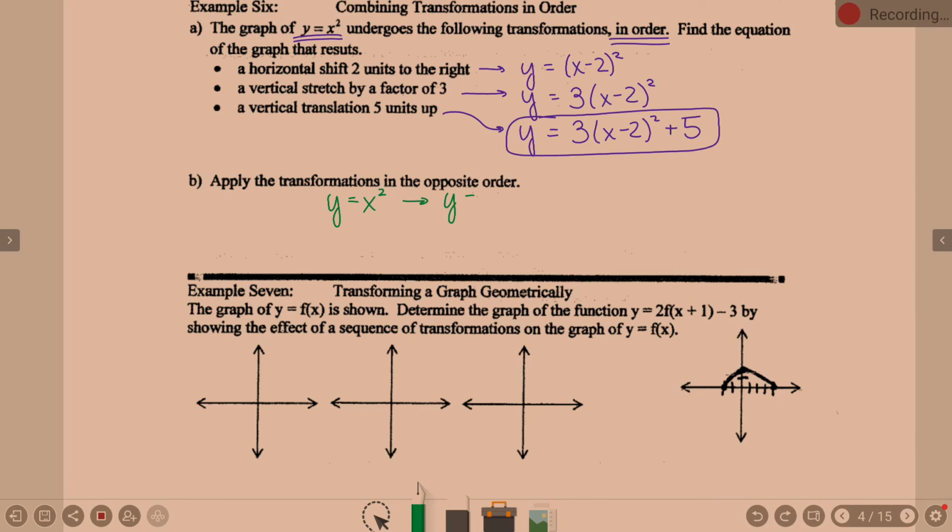Y equals x squared plus 5. Okay, it's after the squared, after the x squared. Then, vertical stretch by a factor of 3. How do I show a vertical stretch by a factor of 3? 3 in the parentheses, x squared, and plus 5 on the other side.